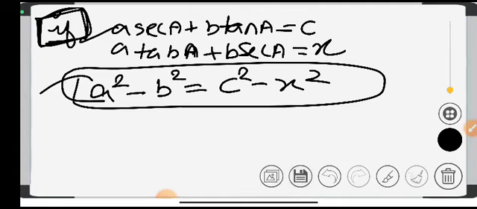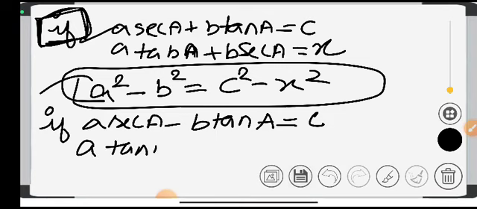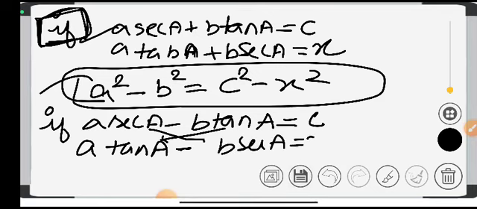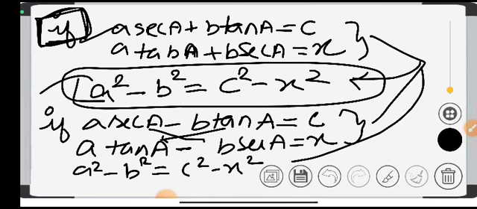Just remember. And another one: a sec A minus b tan A is equal to c. Then the a tan A values are interchanged, these values are written here. Minus b sec A is equal to x. Then a square minus b square is equal to c square minus x square. That is for both the values. The resultant will be the same for both of them.